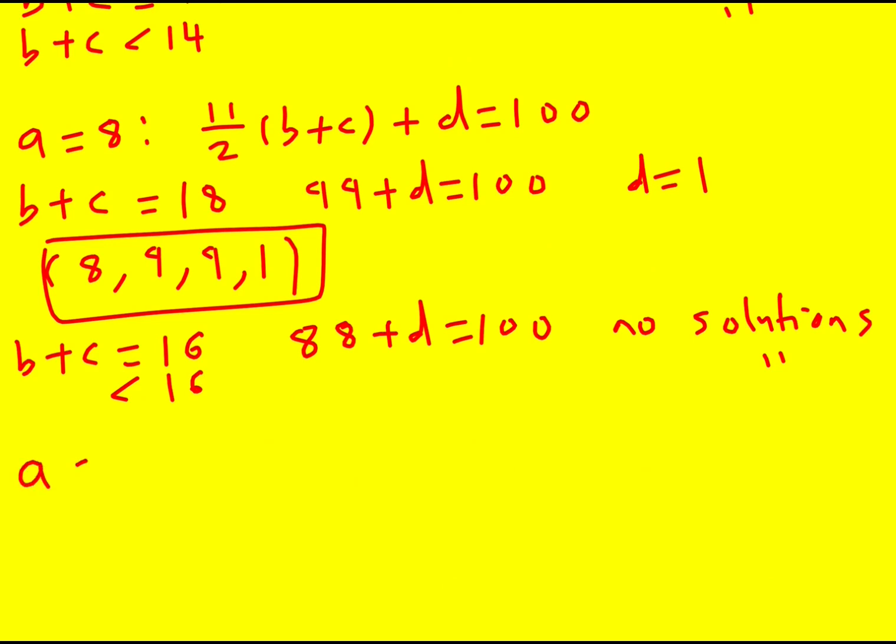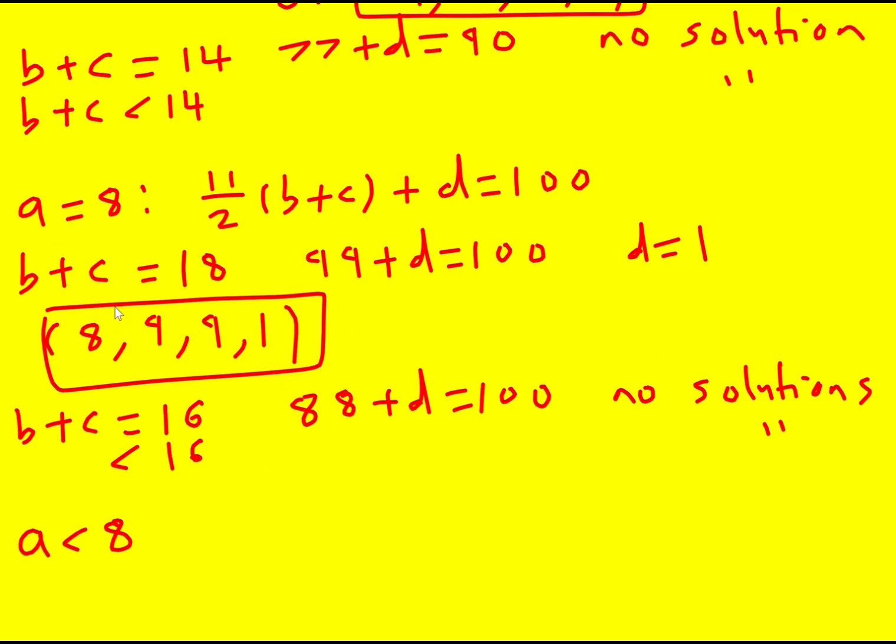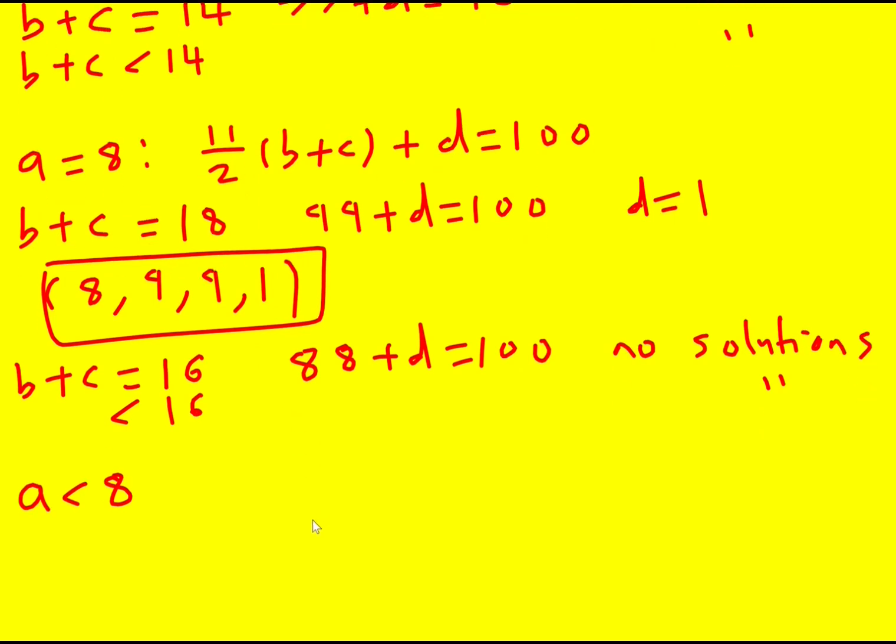Now, if A is less than 8, then there's going to be no solutions either. I don't know how much working to show here. In the real thing, I'd probably do 7 and show that it just wouldn't work because we only just about got a solution here for A equals 8 when B and C were both 9. There's no way we're going to be able to make it work for A is less than 8. So no solutions here as well. Just make sure you've got enough working to be convincing of that.